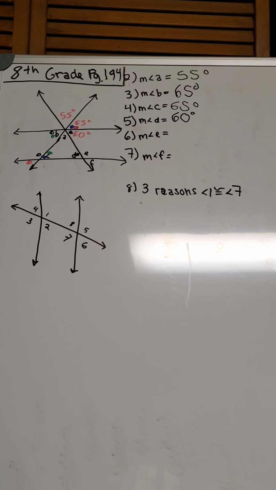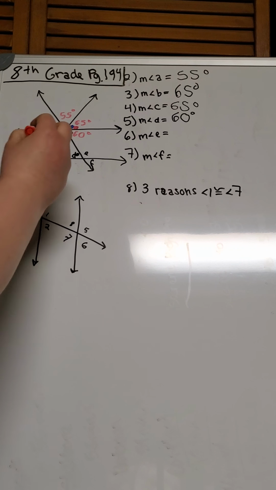Now, I know for 6 and 7, we have to find the measure, and then it says come up with another way to do it. So the measure of angle E. When I'm looking at the measure of angle E, I know that angle D has to be 60, right? Because we just said that.